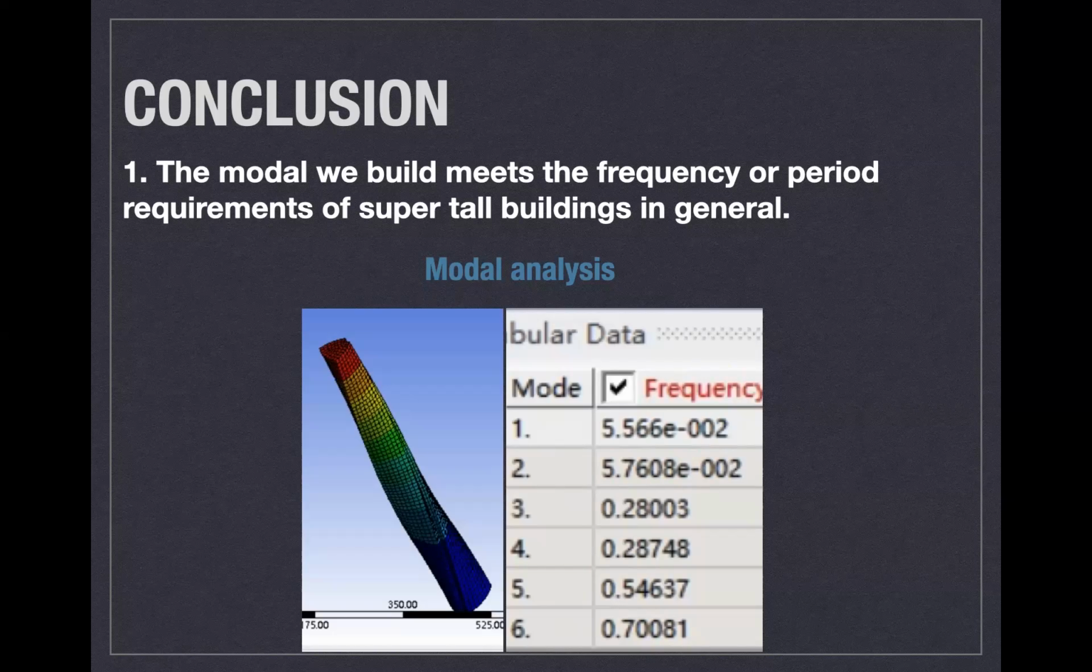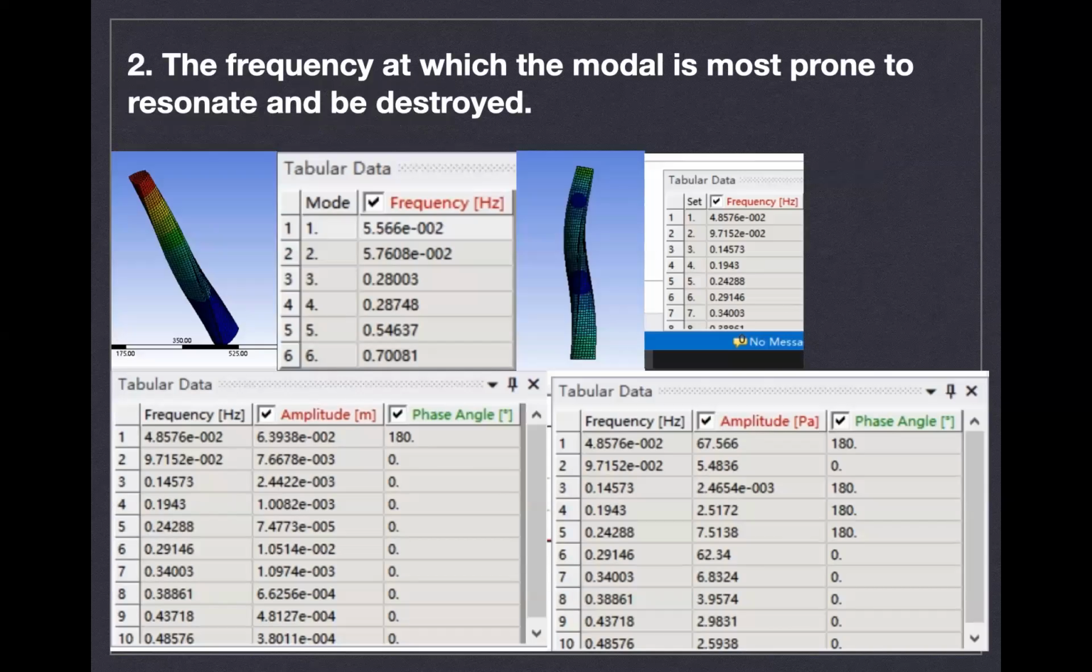Let's continue. This figure is a building structure without damping, and its period in mode 1 is about 18 seconds. And that means the model we built has a certain reference value for actual engineering applications. And then we move on to the second conclusion. Following Stevens' topic, after a harmonic response analysis of the model, we got two sets of data about the amplitude at each frequency, and you can see them there.